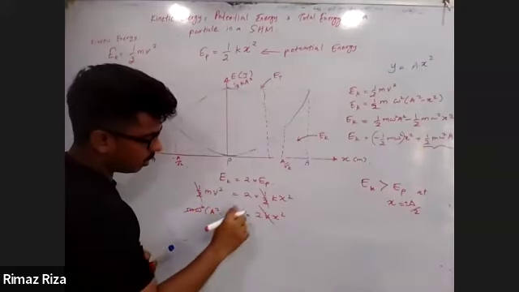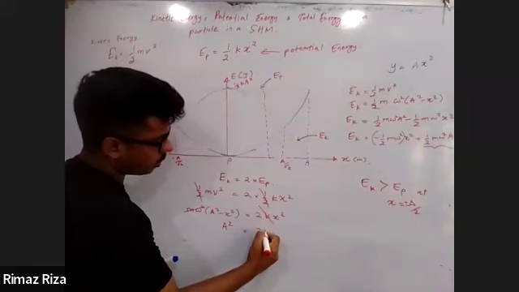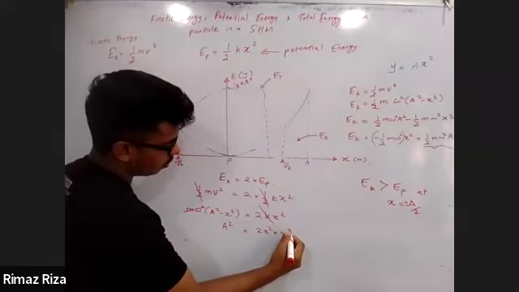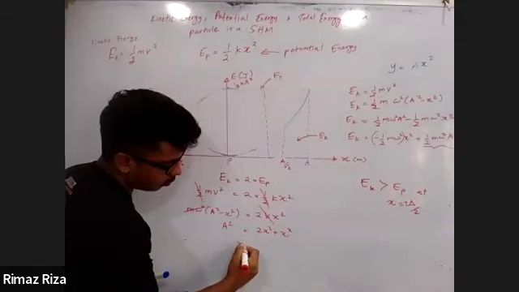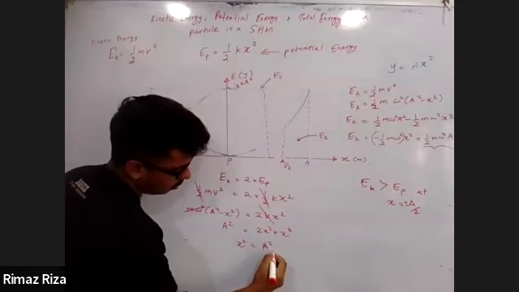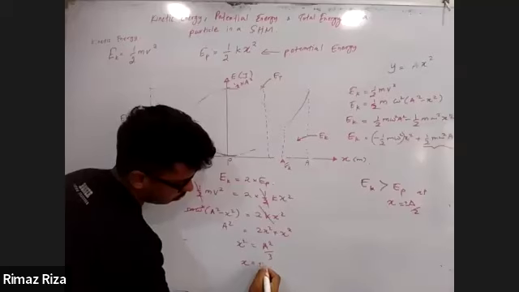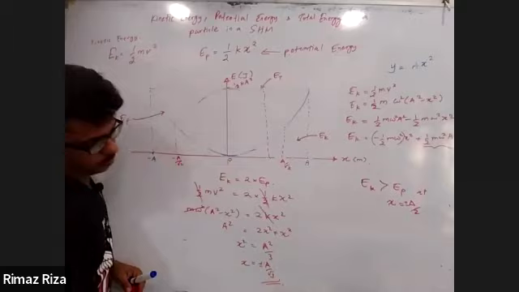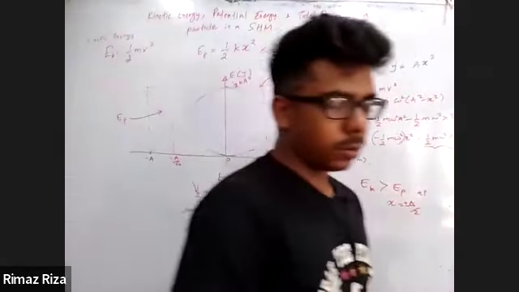So a squared is equal to minus x squared to the first side plus x squared, so 2x squared plus x squared. So 3x squared equals a squared. Therefore x squared is equal to a squared divided by 3. So x equals plus or minus a over root 3.